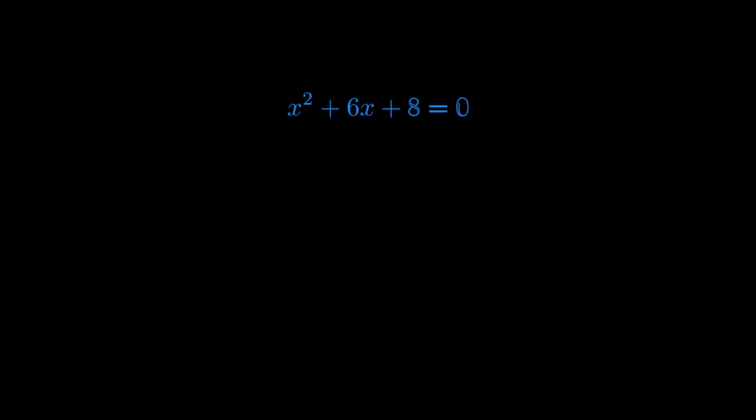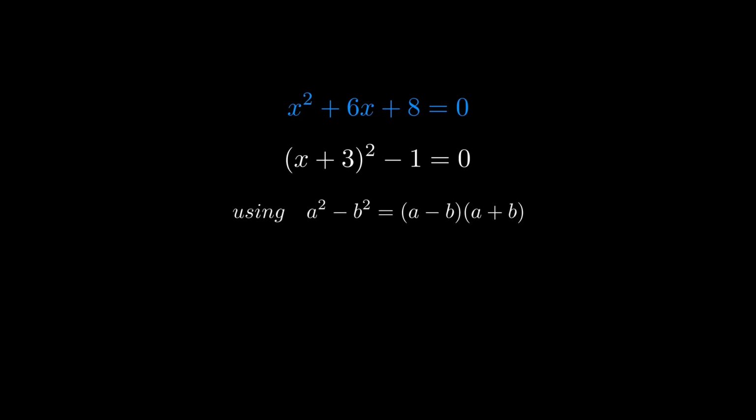Let's equate the previously obtained quadratic function to 0. Factorize the left-hand side, or LHS, to get (x plus 2) times (x plus 4). Now, the LHS equals 0 only when x equals -2 or x equals -4. Thus, the roots of the equation are -2 and -4, as was seen in the graph previously.